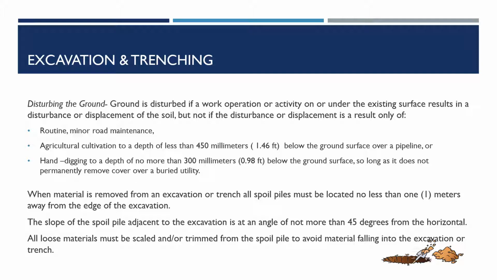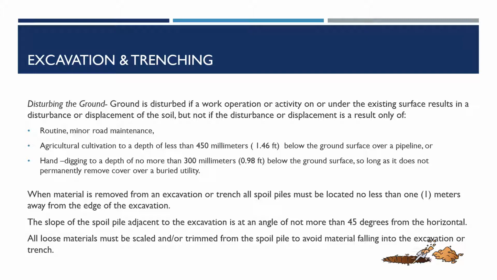Excavation and trenching. Disturbing the ground. Ground is disturbed if a work operation or activity on or under the existing surface results in a disturbance or displacement of the soil, but not if the disturbance or displacement is only a result of routine minor road maintenance, agriculture cultivation to a depth of less than 450 millimeters or 1.46 feet below the ground surface over a pipeline, or hand digging to a depth of no more than 300 millimeters or 0.98 feet below the ground surface, so long as it does not permanently remove cover over a buried facility.